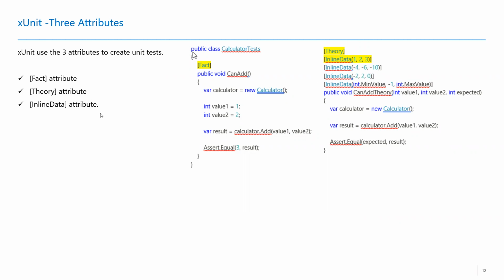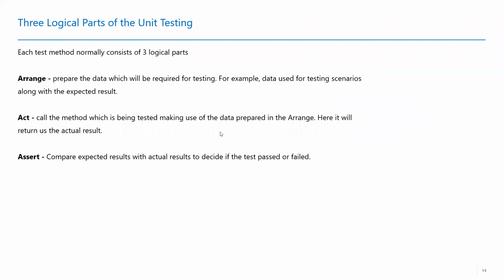So these are the three main attributes you will be using most of the time when you are writing unit test cases. In most of my scenarios, because I'm using assert and index, it's not that straightforward, so I will be using the Fact most of the time.